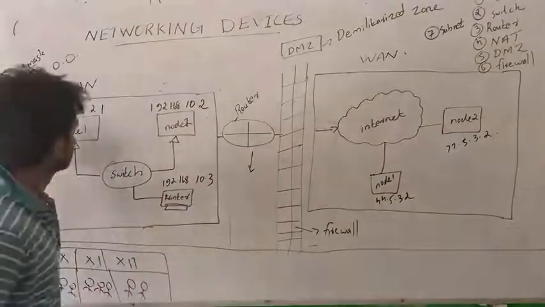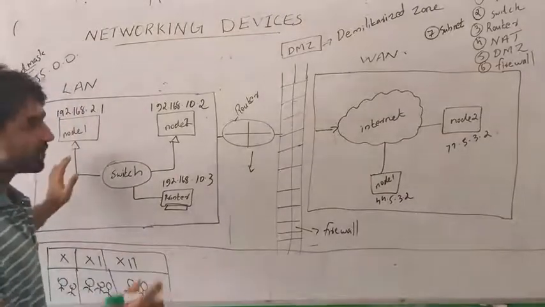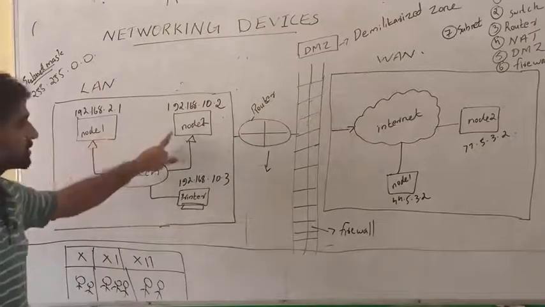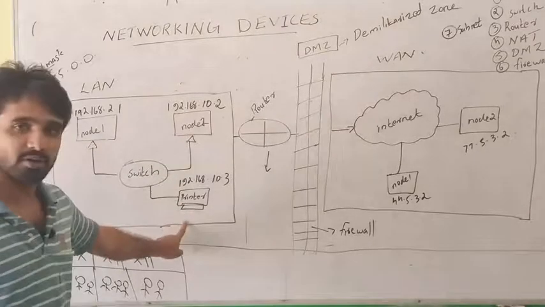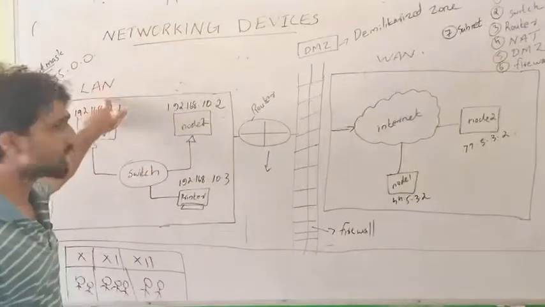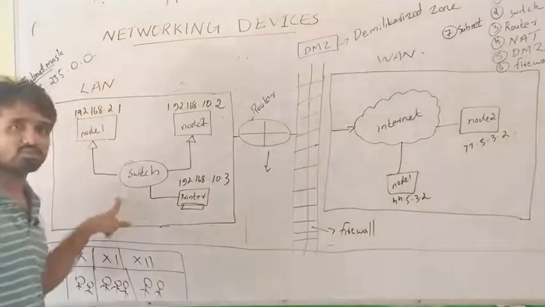So look at that. Assume that this is our lab. It contains one computer, node 1. This is node 2. Then this is one printer. All these devices inside this lab are connected together by using one switch.